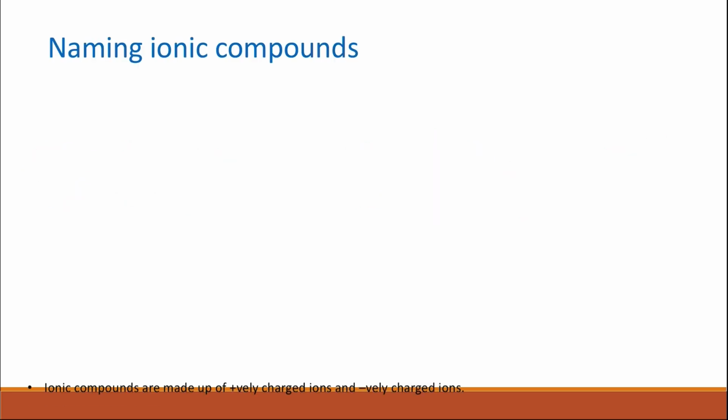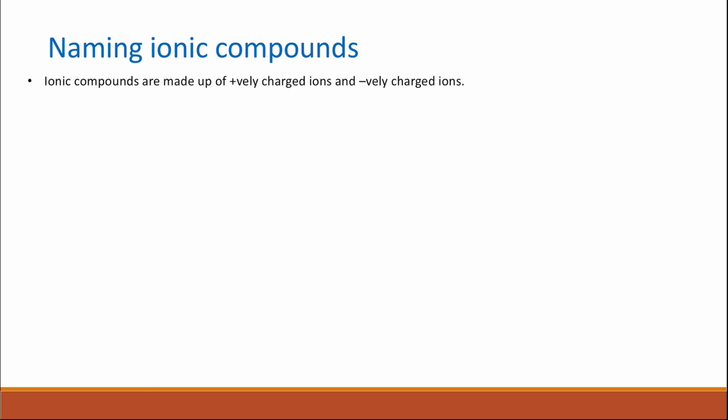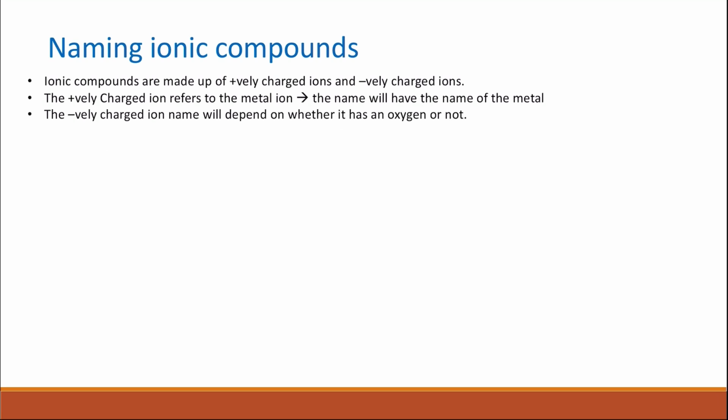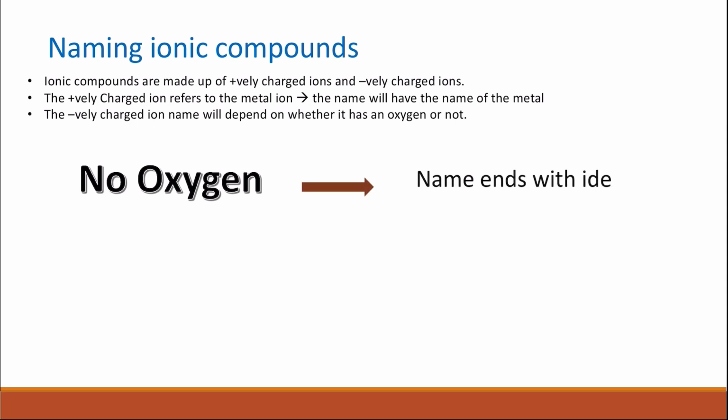How to name the ionic compounds? Ionic compounds are made up of positively charged ions and negatively charged ions. The positively charged ions mostly come from the metal, so the name will have the name of the metal. And then the negatively charged ion name will depend on whether it has oxygen or not. If there is no oxygen in the non-metal or in the negatively charged ion, which could be a group of ions as well, then the name will end with "ide", something like sodium chloride. There is no oxygen here.